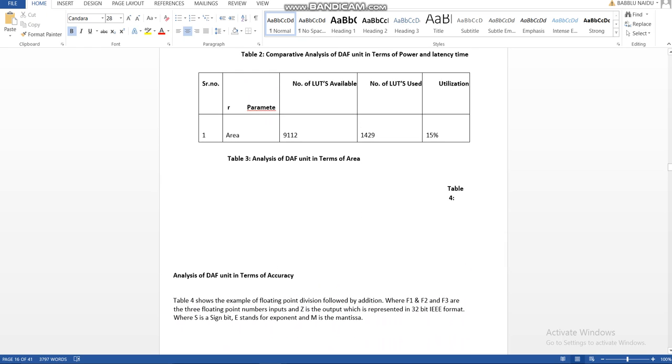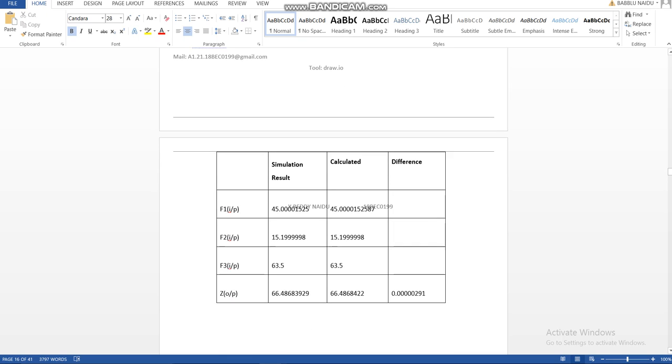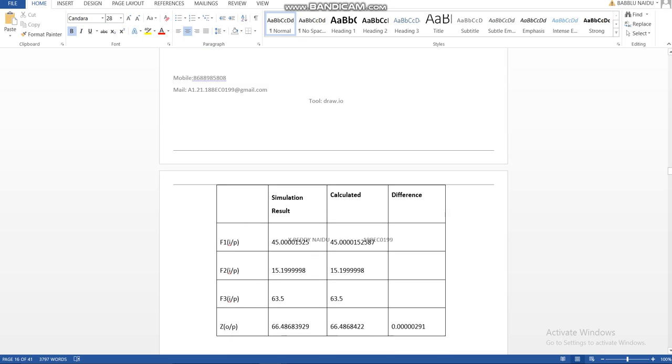The table shows an example of floating point division followed by addition, where F1, F2, F3 are the 3 floating point number inputs and Z is the output, which is represented in 32-bit IEEE format, where S is the sign bit, E stands for exponent, and M is the mantissa. Simulation result and calculated difference.